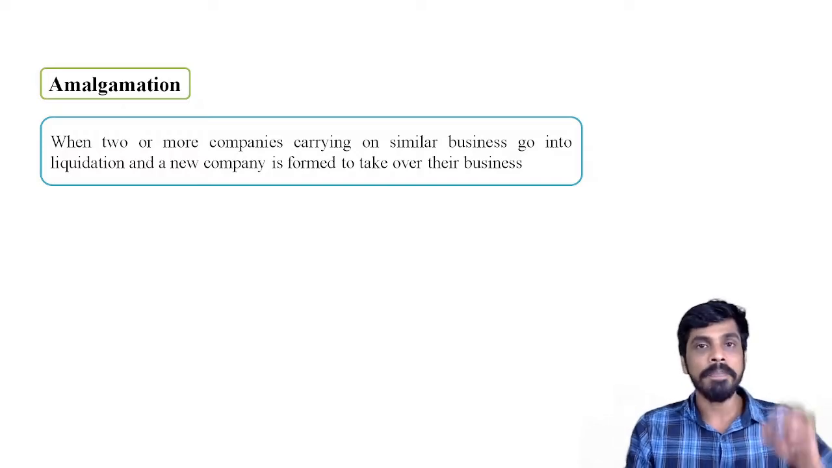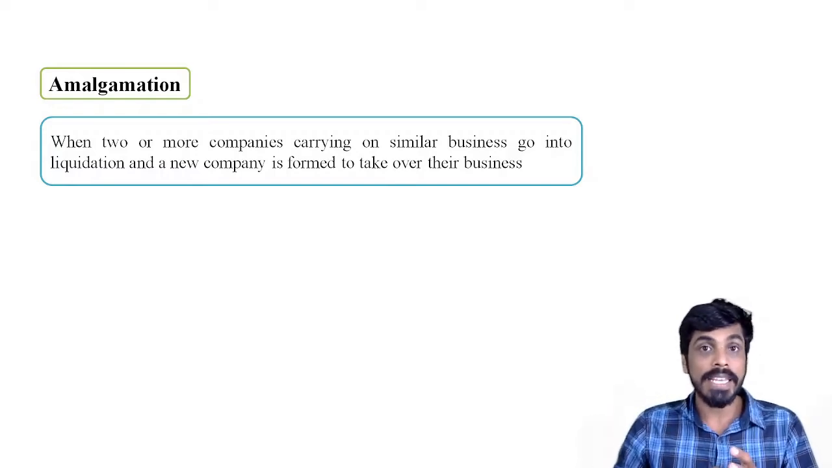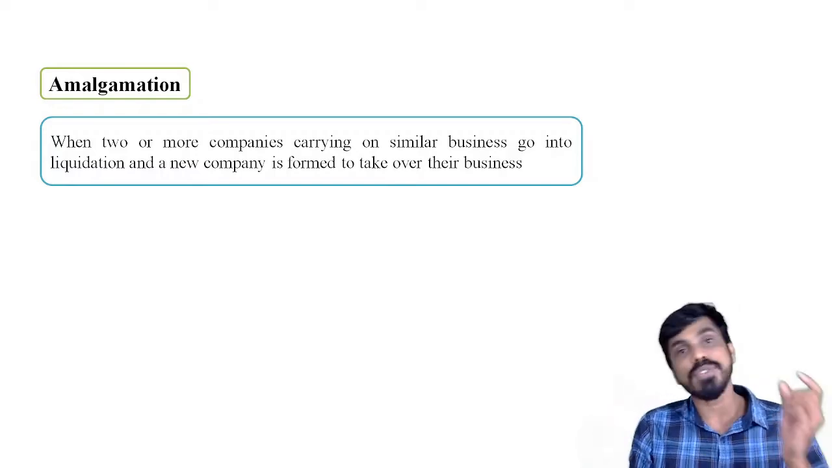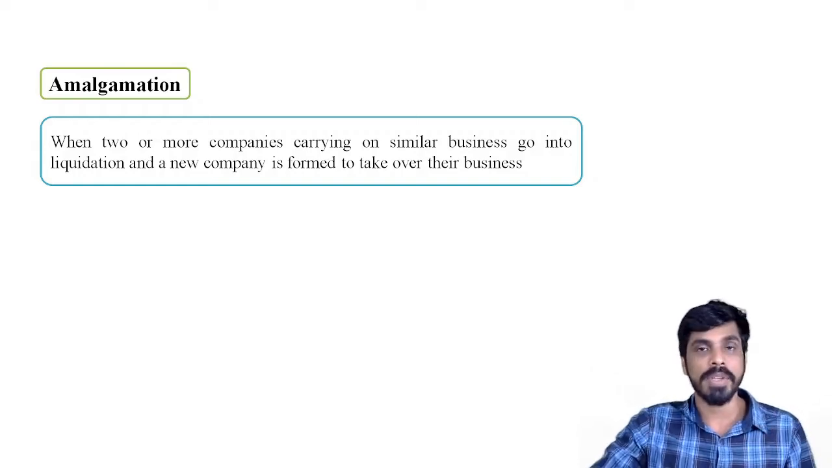In our example, Vodafone and Idea both stopped their business and a new company called V acquired the business of both Vodafone and Idea. So this is what is known as amalgamation.